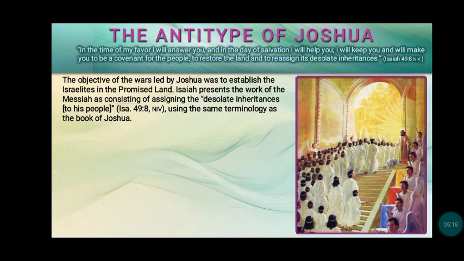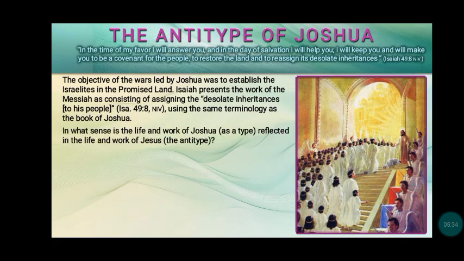The objective of the wars led by Joshua was to establish the Israelites in the Promised Land. Isaiah presents the work of the Messiah as consisting of assigning the desolate inheritances for his people, using the same terminology as the book of Joshua. In what sense is the life and work of Joshua as a type reflected in the life and work of Yeshua, the antitype?